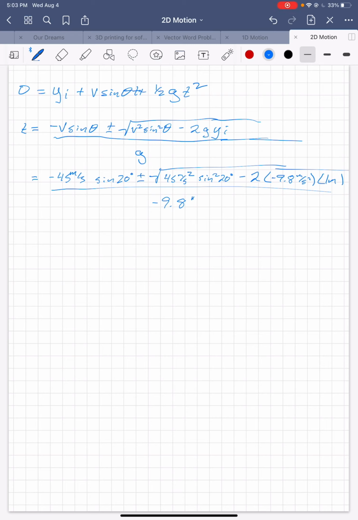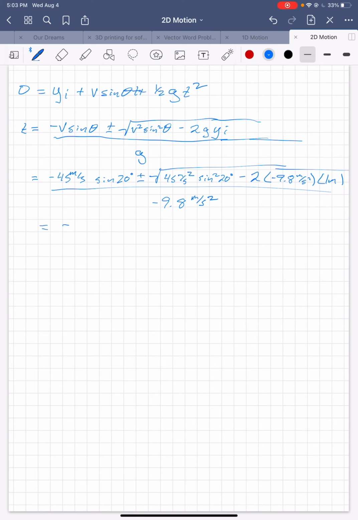meters per second squared. All right, so you have to ask yourself now, am I going to get a positive answer? What makes sense, what doesn't make sense here? So thankfully I'm subtracting a negative, so that becomes a plus. And when I plug this into my calculator, I get a series of values that look like this.